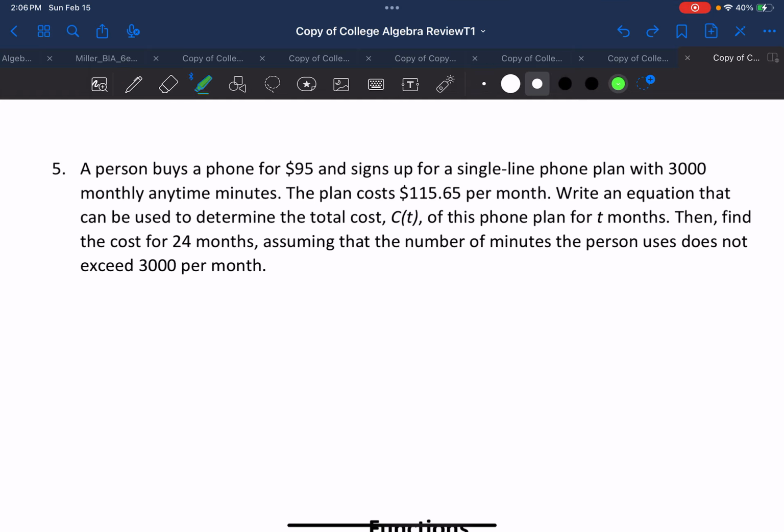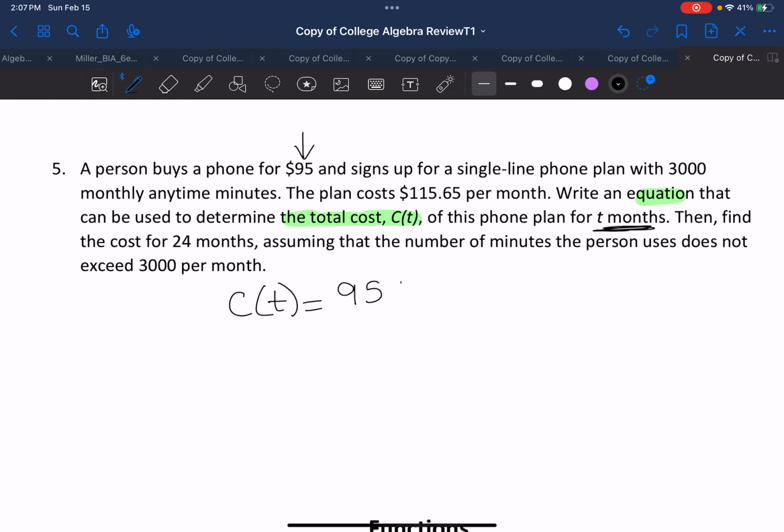Okay, so they want me to write an equation that can be used to determine the total cost C of t. So they're saying this is going to be the name of my function, the cost, and it's in terms of t, which is the total number of months. So total cost: I have to include how much they paid for the phone because that is also included in the total cost for this phone plan. They had to pay that right off the bat, just one flat fee of $95.